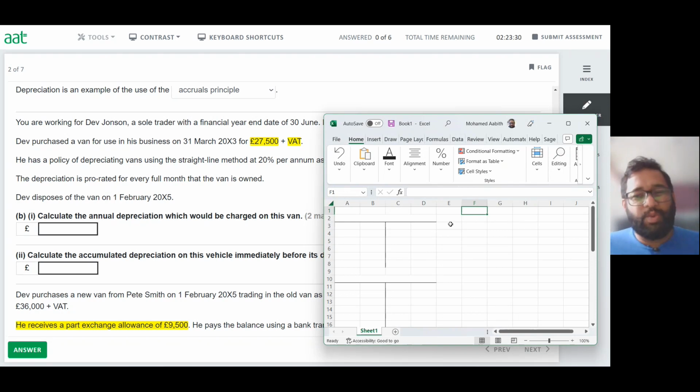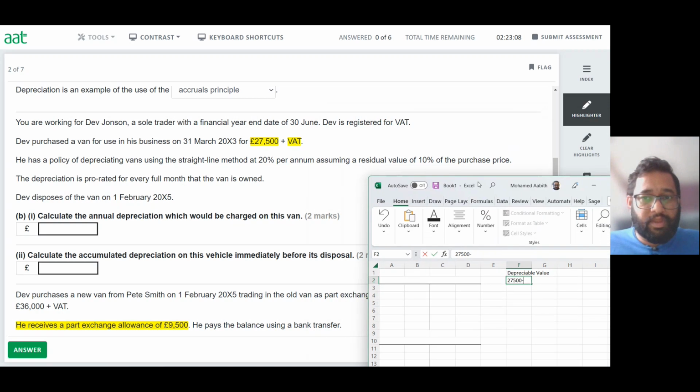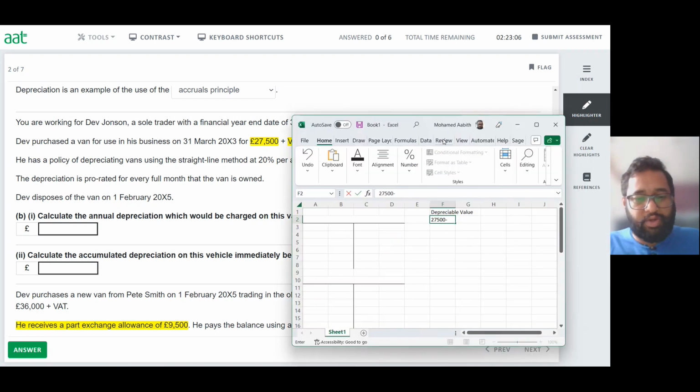I just preset this one, so we will be able to do some questions on the go, and then we'll amend it as required. Okay, so now first part here, the depreciable value. Depreciable value is 27,500 minus the £1,000 or 10%, which is 2750. So this is the formula I'm going to use to get the depreciable value.